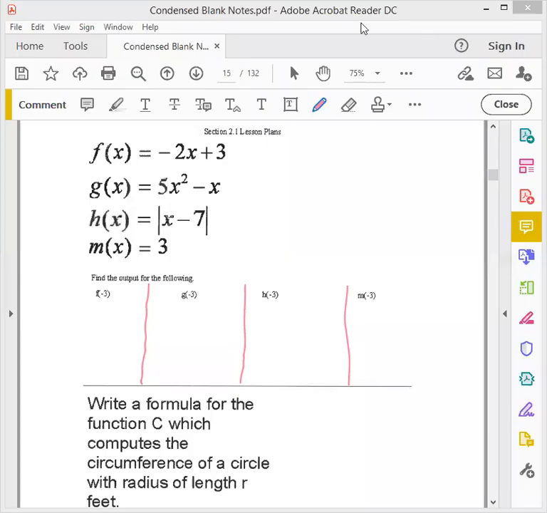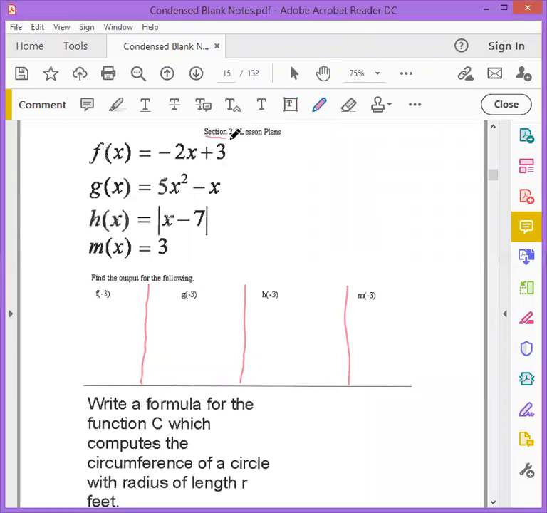Hello everyone. This video will cover notes for section 2.1. We'll begin by addressing the output question. We're asked to find the output of the following: f of -3, g of -3, h of -3, and m of -3. So each of these four functions, we will substitute the value of x, which is -3, to determine what the function would be after we substitute that x coordinate.